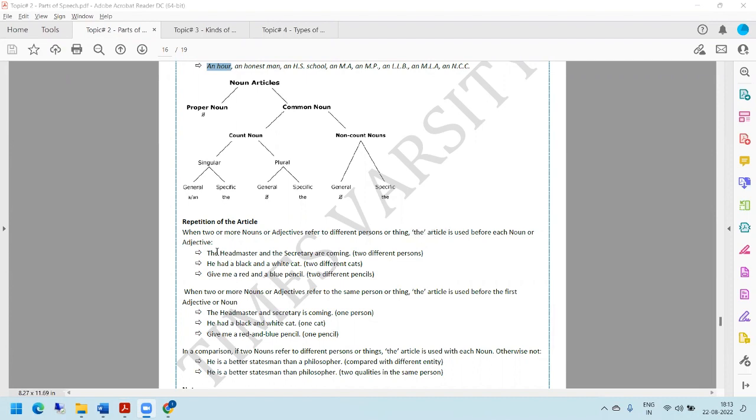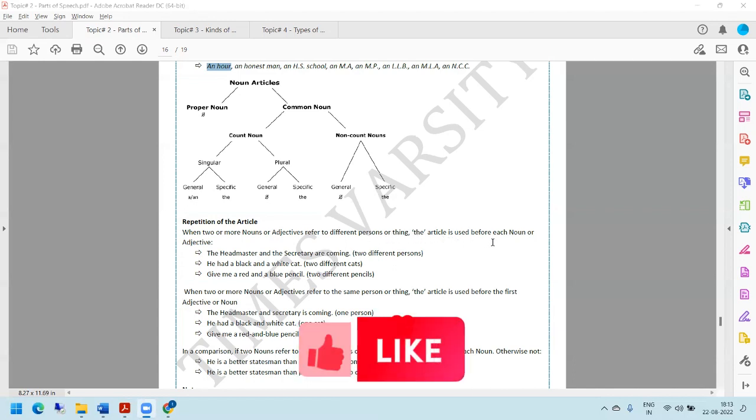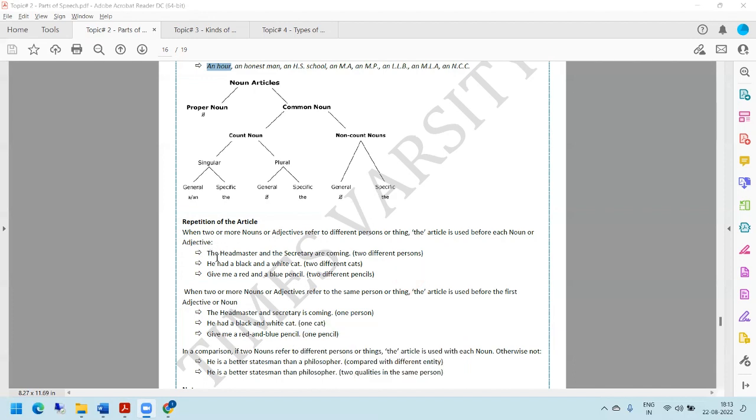When two or more nouns or adjectives refer to different persons or things, the article is used before each noun or adjective. So the article "the" is used in this sentence: the headmaster and the secretary are coming, because the headmaster is one person and the secretary is another person. We are talking about a particular headmaster and a particular secretary.